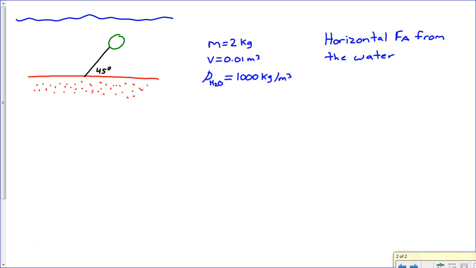I've given you some information. We know the mass of the ball is 2 kilograms. The volume of the ball is 0.01 meters cubed. The density of the water is 1,000 kilograms per meter cubed. And then, as I said, there's this horizontal force coming from the water. In this one, again, we're just going to start by constructing a force diagram. So if you want to go ahead and try and do that on your own, maybe pause the video.